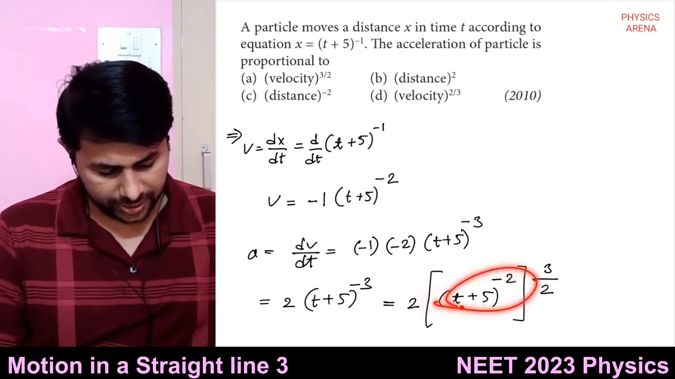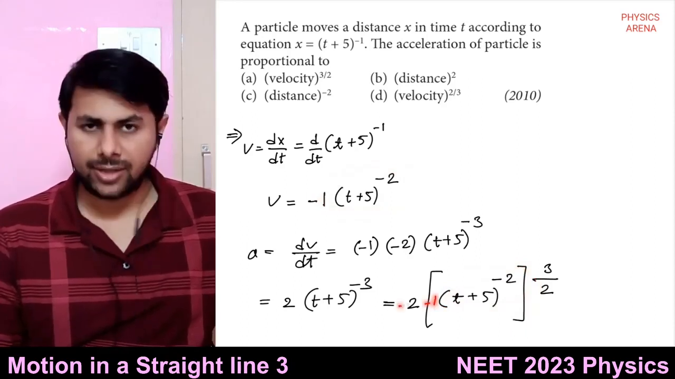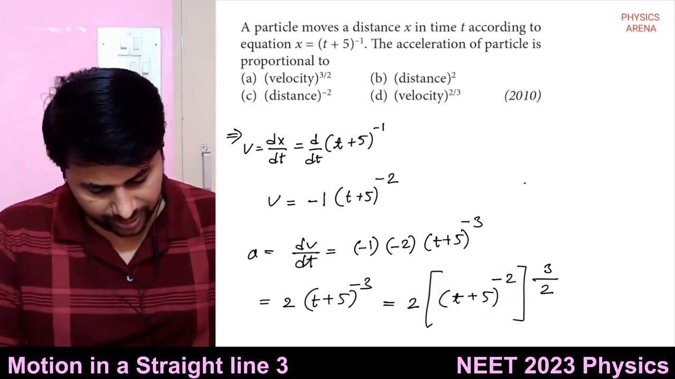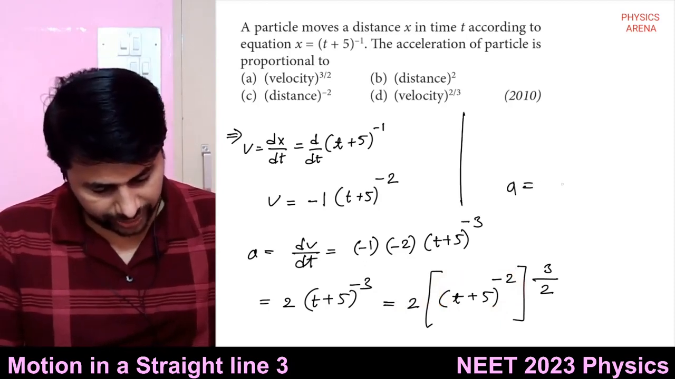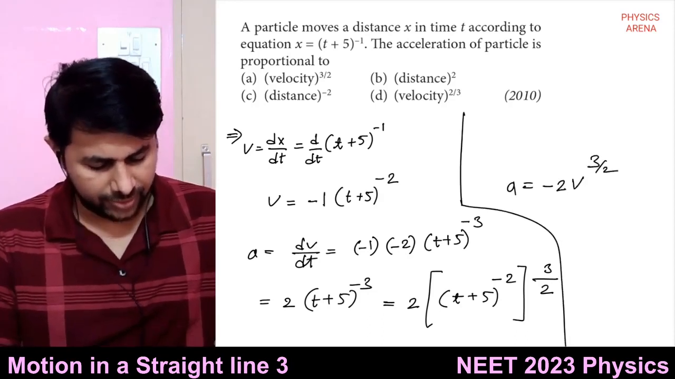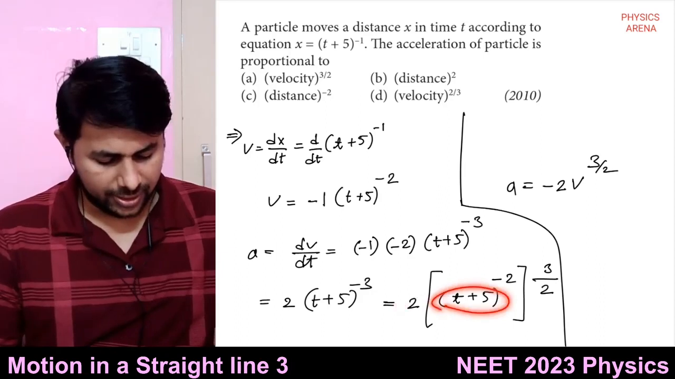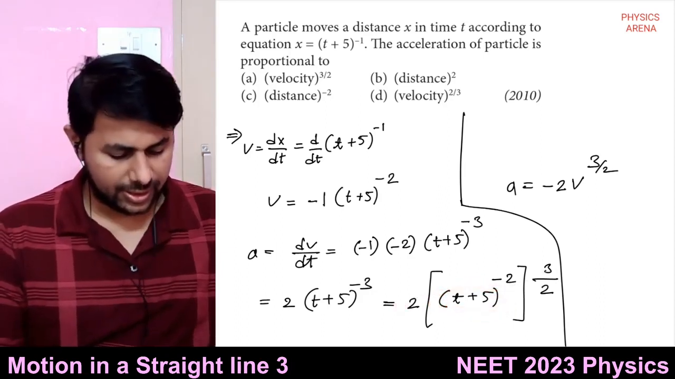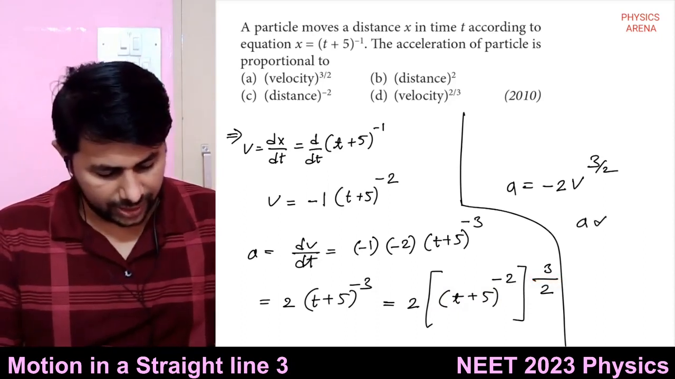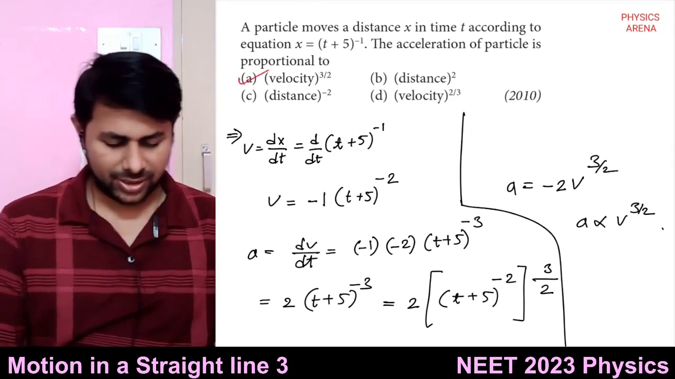This is directly proportional to velocity, or in fact if I write this as minus 1 and here minus 1 negative sign, it will be velocity only. So acceleration is equal to, what do I get? I get it as minus 2 multiplied by v raised to 3 by 2. Okay, so if I multiply this one and this one with minus 1, t plus 5 raised to minus 2 is your velocity, raised to 3/2 gives you acceleration. That means the acceleration is directly proportional to v raised to 3/2. Option A itself. We don't need to check other options. So this is the answer.